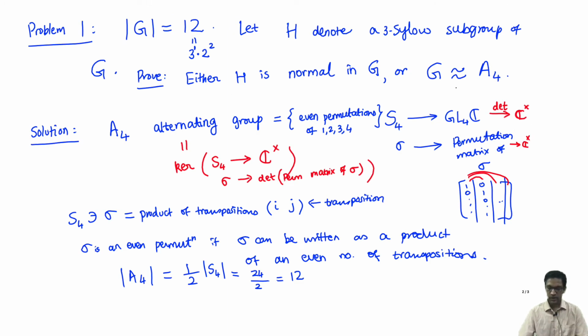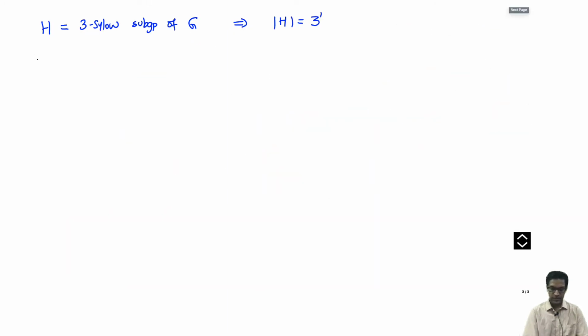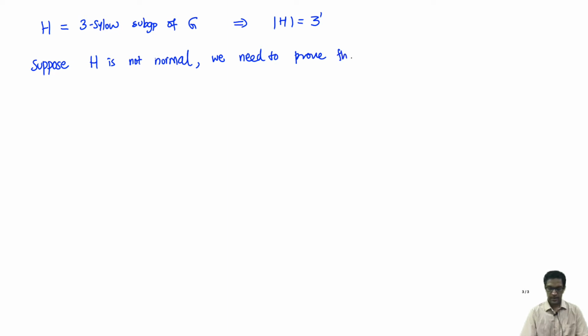Okay, now let's look back at what we need to prove. Either H is normal or G is A4. So let's do it as follows. Let's assume that H is not normal. Suppose H is not normal. Okay, we need to prove that the group is then isomorphic to A4.